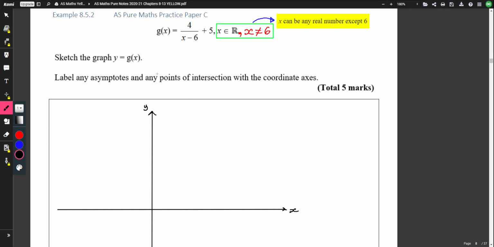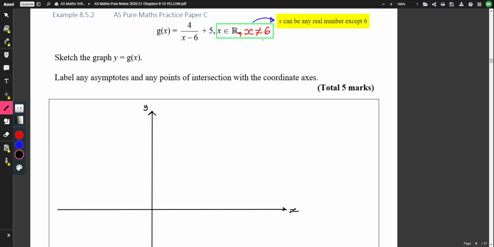Example 8.5.2. First thing I'm going to do is mention this notation at the top here. There was a bit missing in the question. It should have said after x is a member of the real numbers, comma, x does not equal 6. I think that was missed out in the original booklet. It just means x can take any real number except 6.